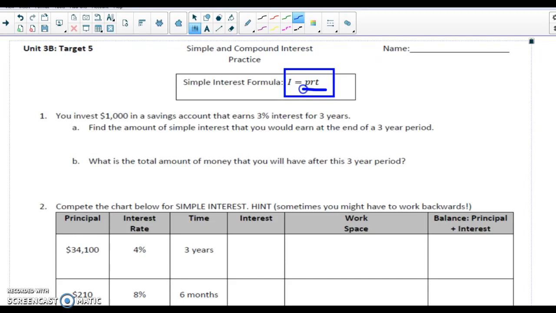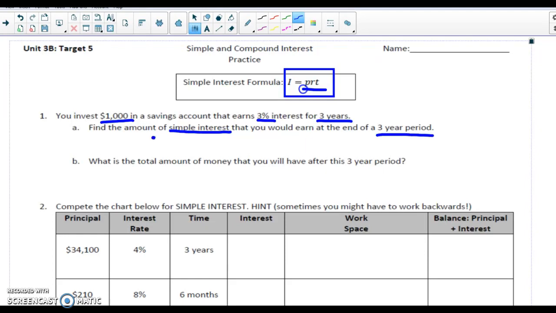So for example, I'm going to do number 1 and another one of the table so that you know how to do it. If you invest $1,000 in a savings account that earns 3% interest for 3 years, it says find the amount of simple interest. If you see the words simple interest, that's how you would use this formula, and that you would earn at the end of 3 years.